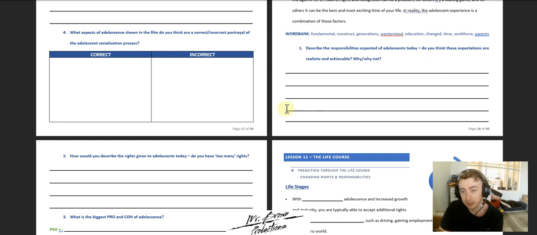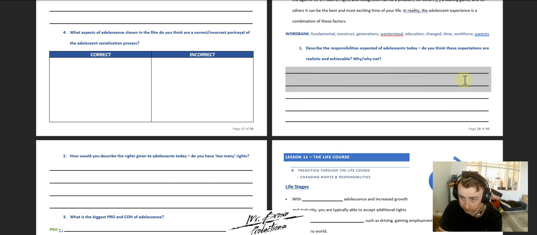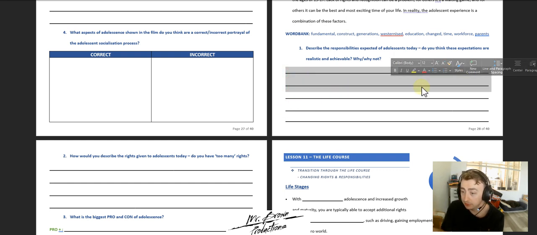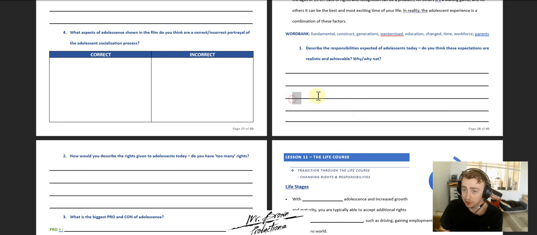Why not? So maybe in the first two lines you're describing a responsibility. It doesn't have to be all of them, just list a core theme. It might be that you're expected to handle a lot of pressure from parents, school, work. How the hell do I balance all this? Is that expectation realistic? Why not? That is probably the last three lines there. You could pick one particular responsibility if you want to help narrow it down.